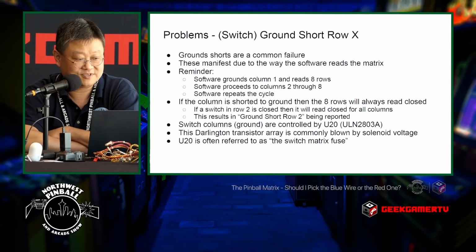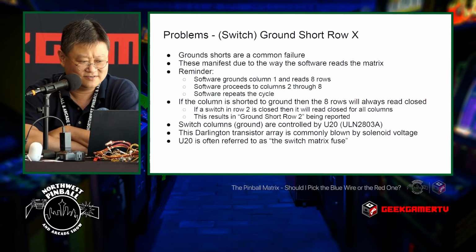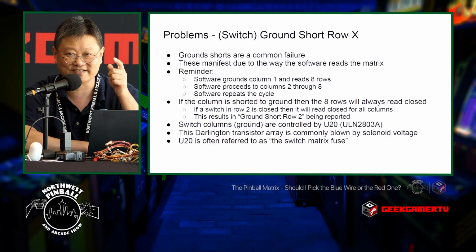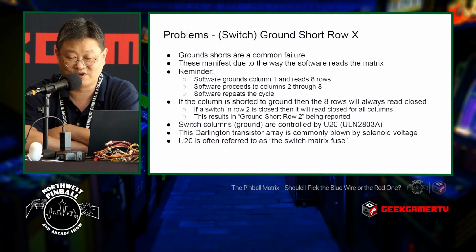So problems. Ground short row X. You've probably seen that a few times when you turn on your machine. It says, ground short row 5. It's like, what? What's going on? There's nothing connected to ground. You measure everything, there's nothing connected to ground. Well, this is a manifestation of a failure of 8. Again, the entire row has failed. It is a failure of 8. This is a matrix problem. Not all 8 switches in your row 5 are connected to ground. This is a failure of 8.